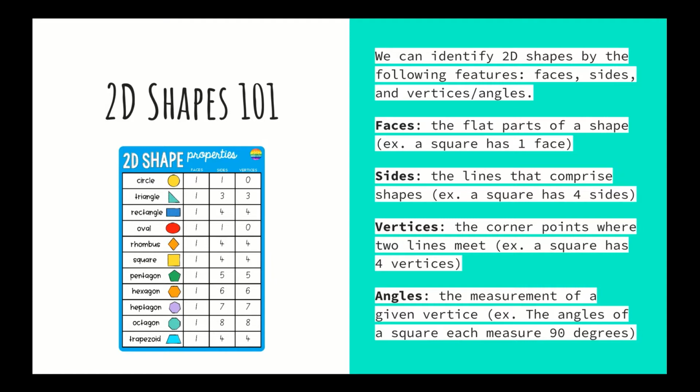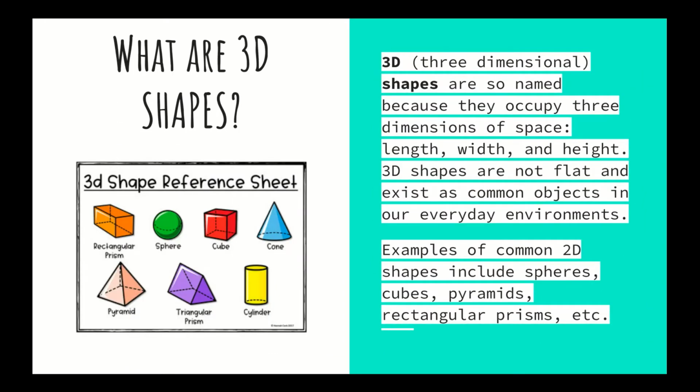Vertices are just the corner points where 2 lines meet. And so if you look at a square and you count the number of corners or vertices, there are 4. And of course, angles refer to the measurement of a given vertex. So the angles of a square each measure 90 degrees. They are all right angles. So we know what two-dimensional shapes are. They're flat, they have length and width. I can identify them by the number of faces, sides, angles, and vertices.